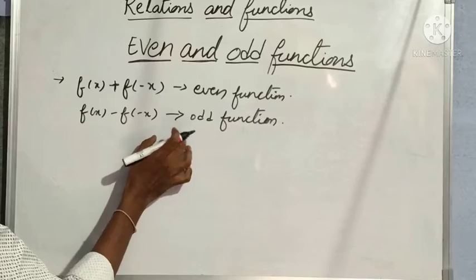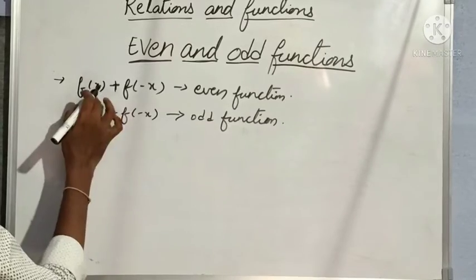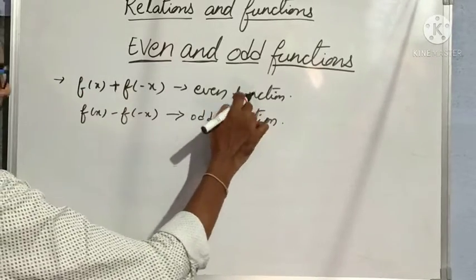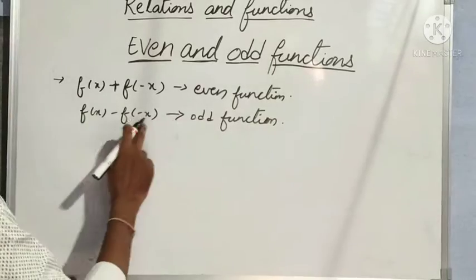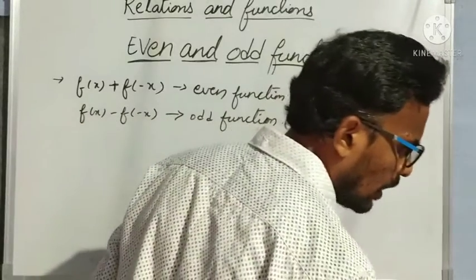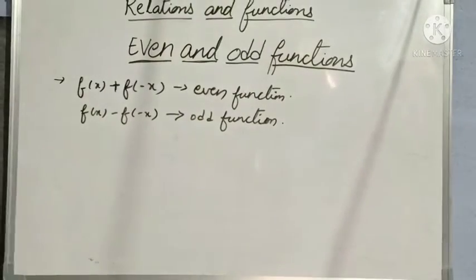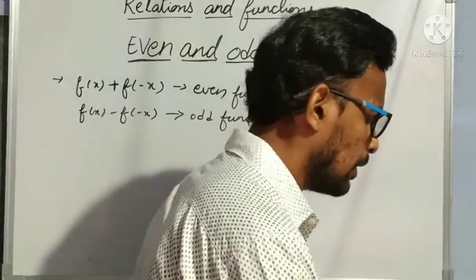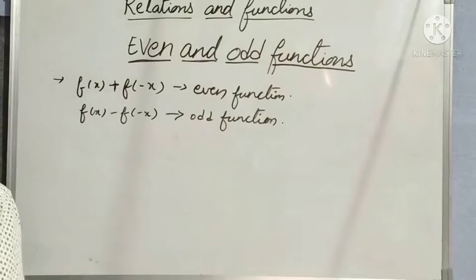These two are very important. F of x plus f of minus x is what type of function? Even function. And f of x minus f of minus x is what type of function? Odd function. Okay. Now we have one more important property. Let us write that property and discuss about that property.